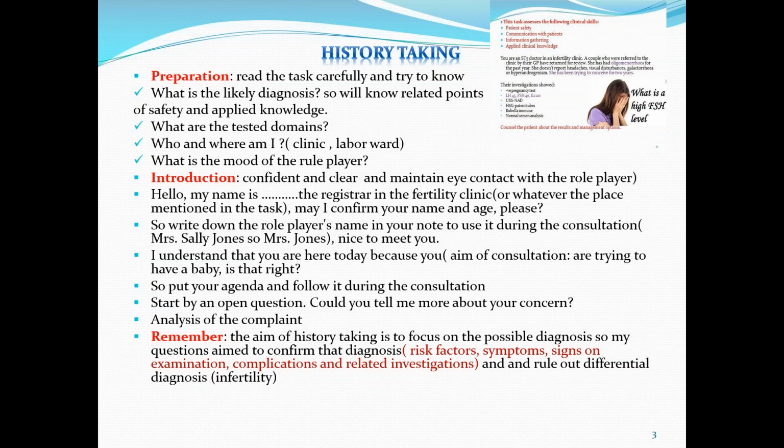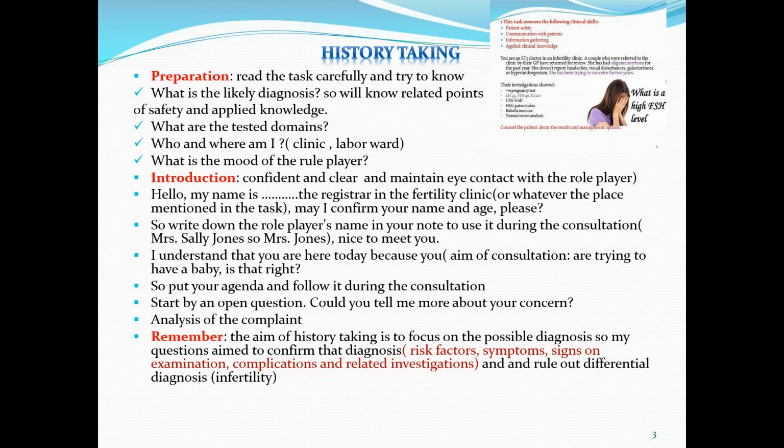So I will write in my notes that I need to ask about menopausal symptoms. I need to ask about history of surgeries. I need to see if the investigation has been done twice or I need to repeat it. I need to offer her management options regarding the fertility and about her general health. So once I know the diagnosis, I will memorize these important points of applied knowledge and patient safety.